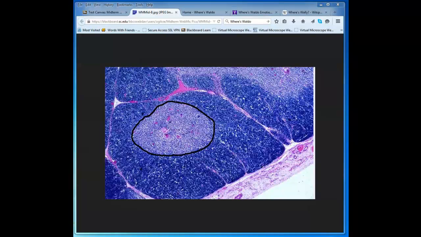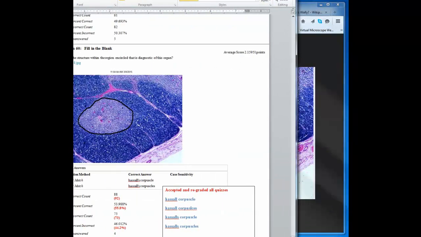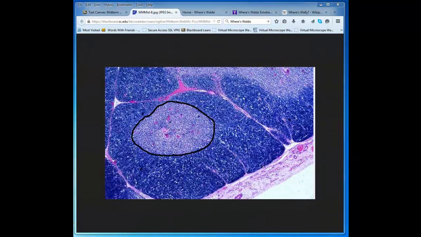We accepted Hassall's corpuscle or Hassall corpuscles. We accepted it with the possessive form or just a plain plural form. In fact, I will show you what we accepted here. You see, all those varieties. And even so, after regrading and accepting those, the percent correct went from 54 to 56% almost. So still, many in the class missed this question.